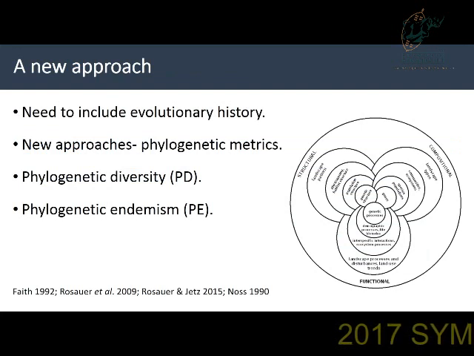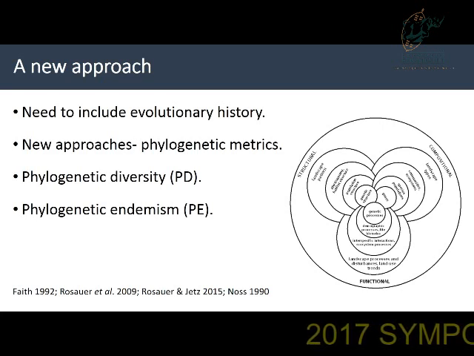The most common flaw, however, is that they do not include evolutionary history of taxa. Biodiversity is not only about species. There are many facets to it, like the structure, the composition, and function of an area. Including evolutionary history allows for prioritization of important areas. And this is where phylogenetic metrics step in.